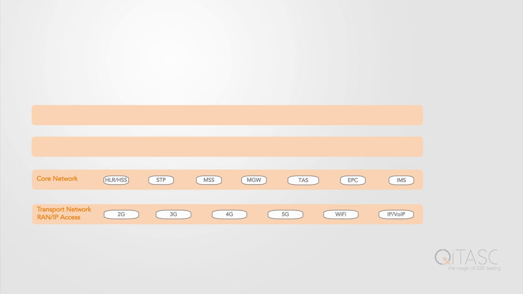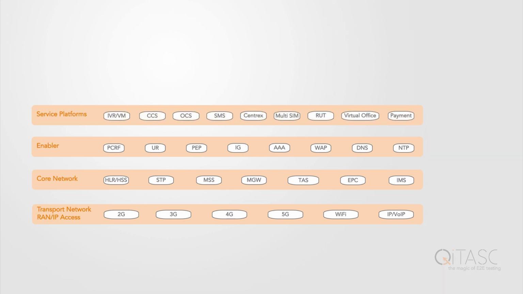Without having very complex services like convergent charging services, we have only this layer. And on top of this, we have enablers like PCRF or user repositories or AAA or DNS servers. And on top, we have the service platforms like intelligent network, convergent charging systems, multi-SIM services, voicemails, payment services, and so on. And in a lab environment, we are, of course, on the move.